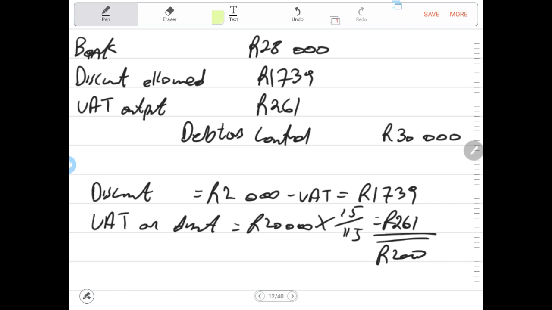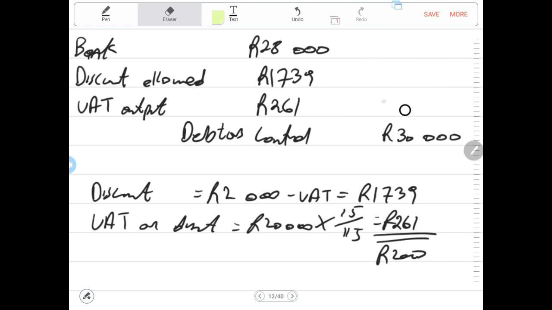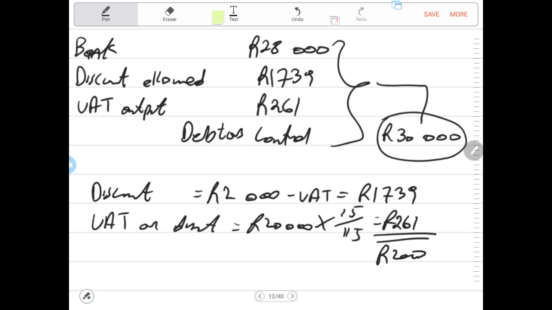All these have columns. Bank has columns, discount has columns, VAT has a column, debtors control has a column. So the total of this must give you 30,000. For every debit entry, there is a credit entry. Your left-hand side total must be equal to your right-hand side total. So you can just verify that. Definitely it will give you the same 30,000 rands.